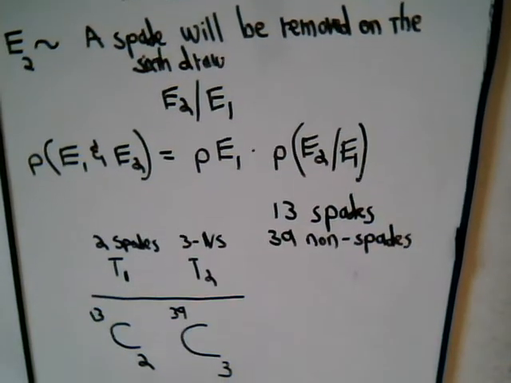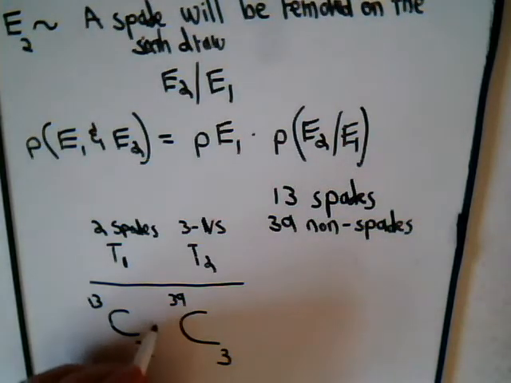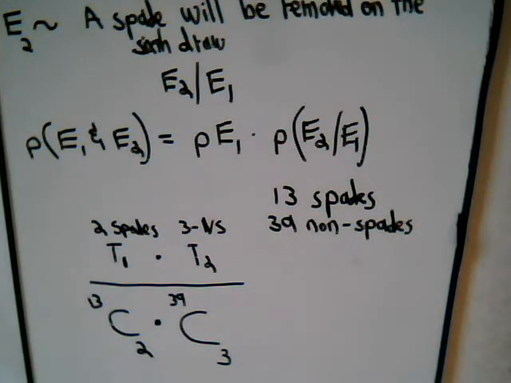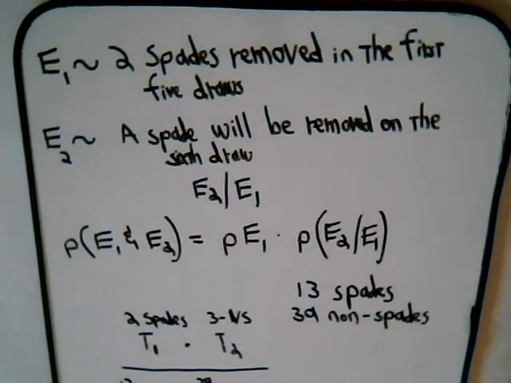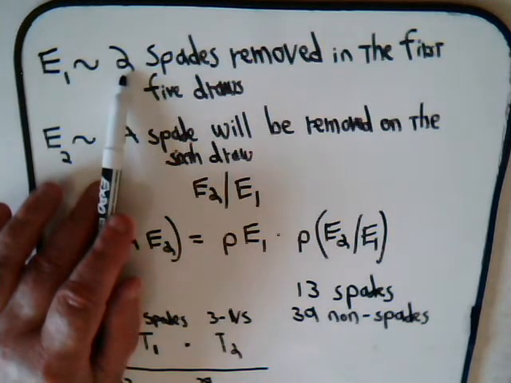So this is the number of ways that we can perform task T1. This is the number of ways that we can perform task T2. We multiply them together, and that's the total number of ways then that we can remove 2 spades from a deck and 3 non-spades. And that then is the total number of ways that we can perform event E1, the removal of 2 spades from the deck, and obviously then the corollary is 3 non-spades.